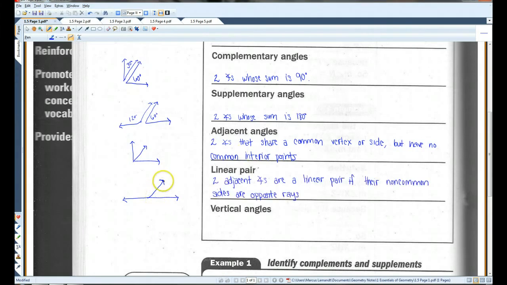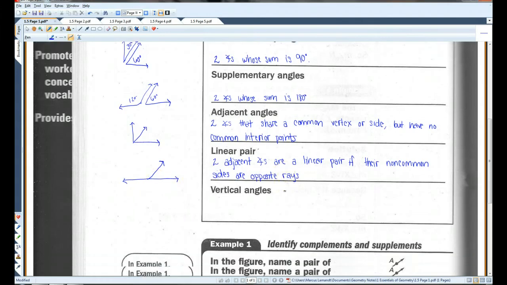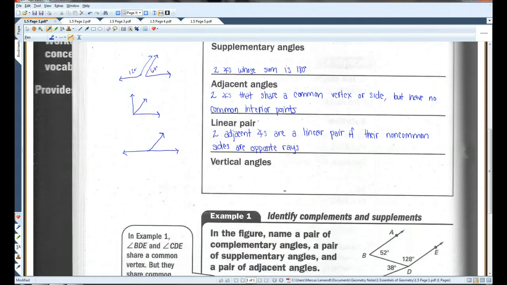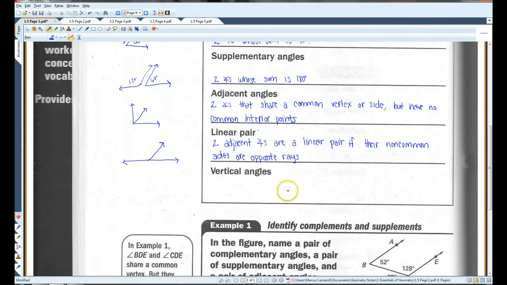It's also interesting to note that the sides that are not adjacent, so this side of this angle and this side of this angle, they're opposite rays. If you have opposite rays like that, you know you have a linear pair. Okay? Alright, vertical angles. These are two angles that look like this.